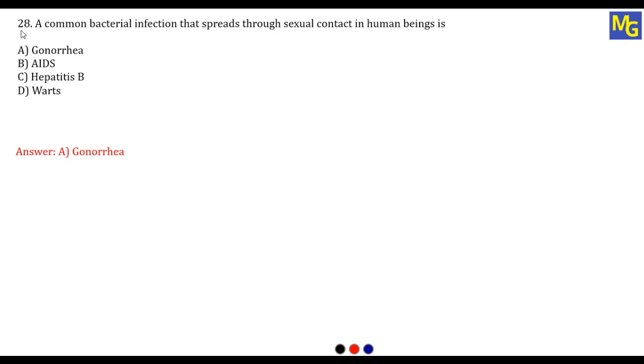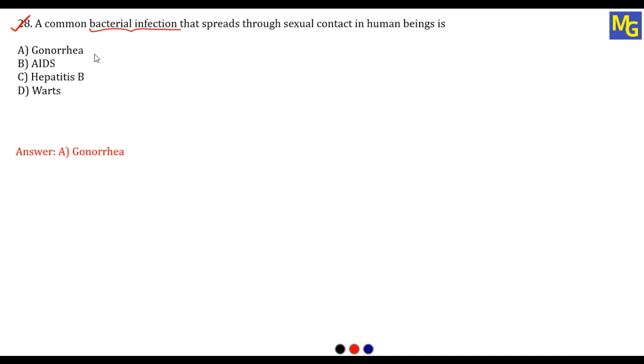Now we'll see the next question, that is question number 28. A common bacterial infection that spreads through sexual contact in human being is. So here in the options we have some of the diseases like gonorrhea, AIDS, hepatitis B and warts. These all are sexually contact spread diseases, but out of these four we have to find out the disease which is caused due to bacterial infection.